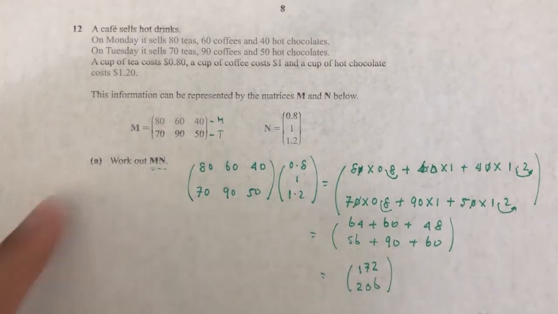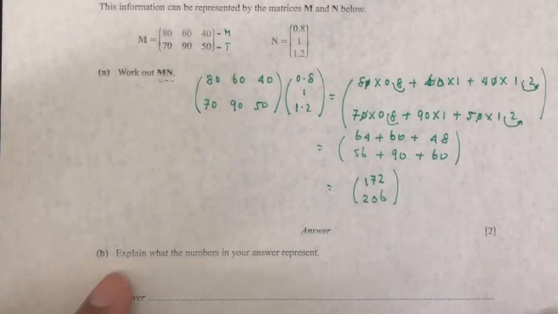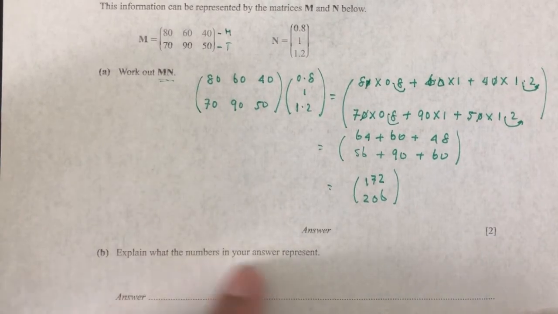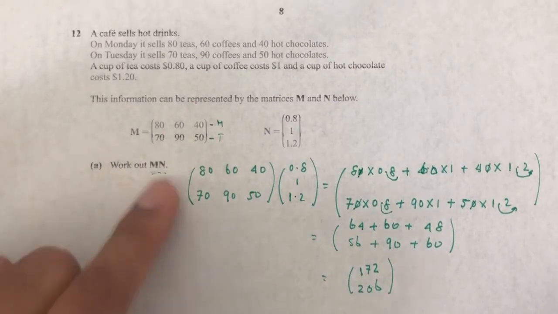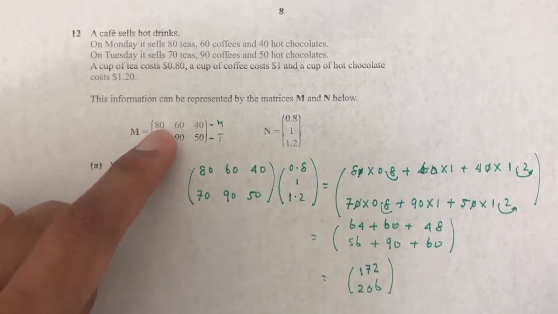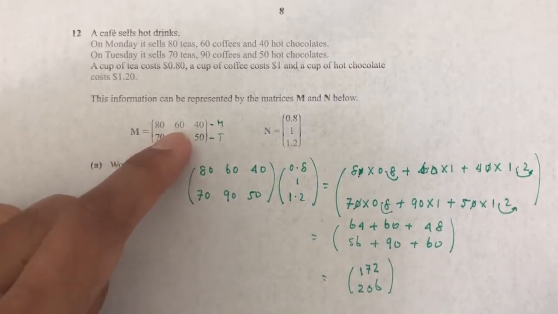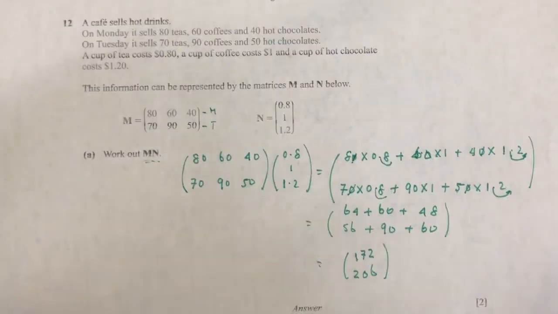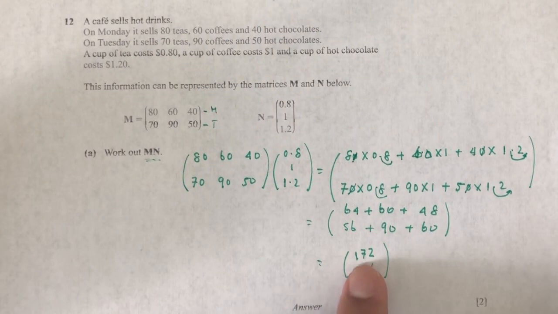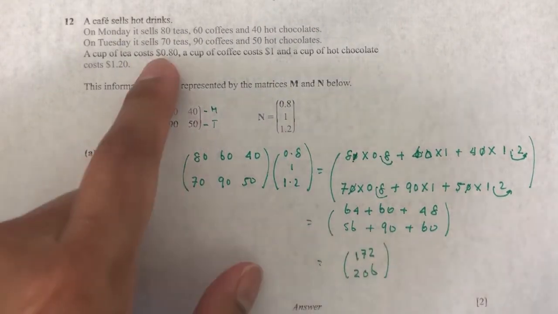Okay, so this is the answer for part A. So part B, explain what the numbers in your answer represent. So as you can see, what did we do here? We multiplied the number of teas, number of coffees, and the number of hot chocolates sold on Monday by the cost. So the first number represents what? It represents the cost of those products on that day.